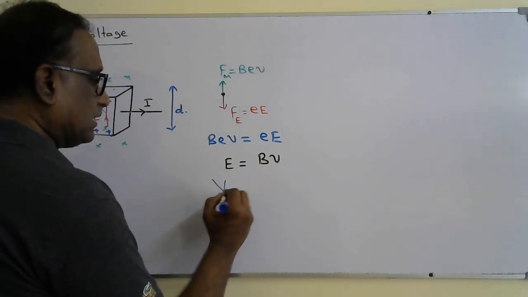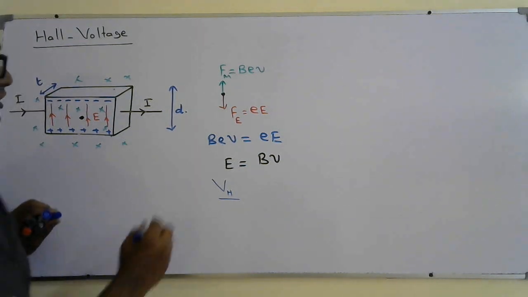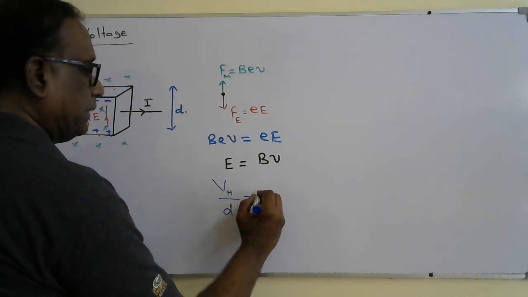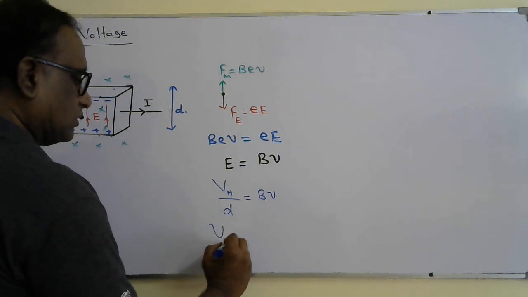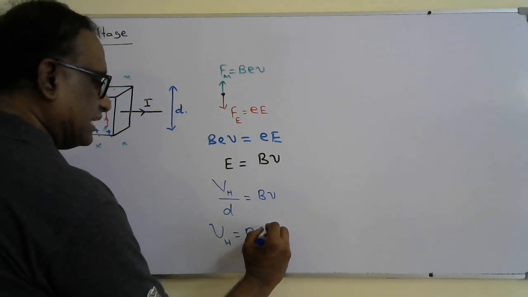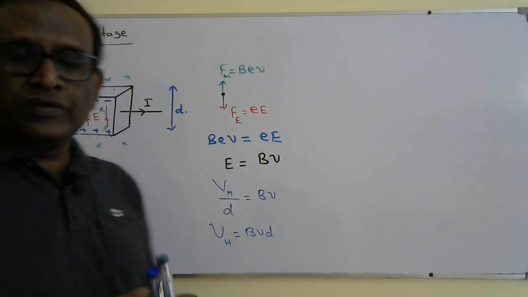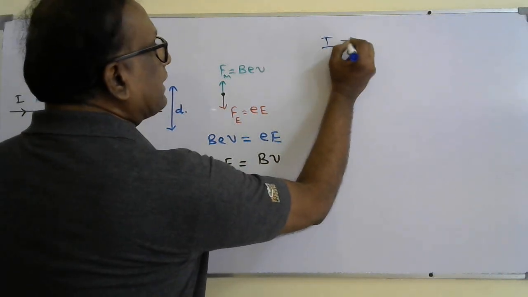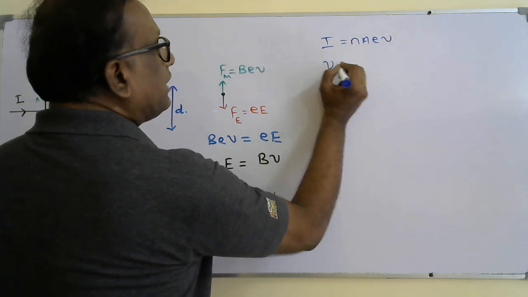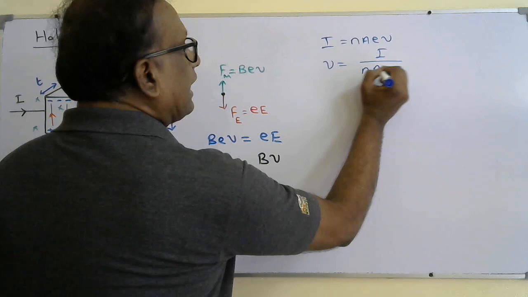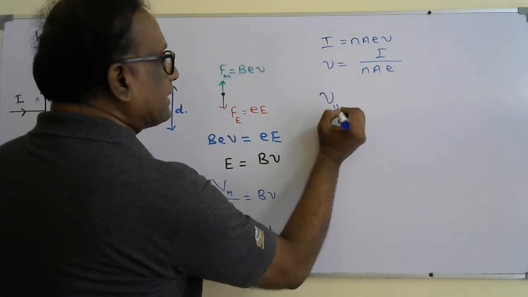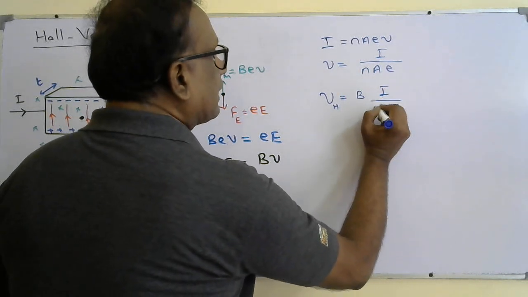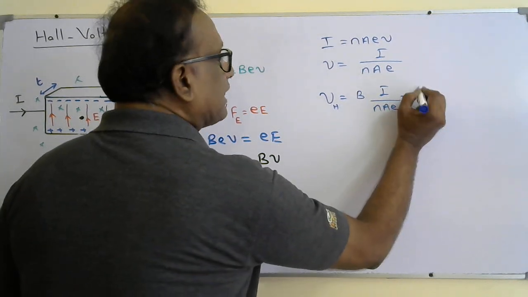So VH over D, that's the voltage developed due to separation of charges, VH over the distance between the opposite sides, D, is equal to BV. So VH is equal to BVD, where V is the drift speed of the electron. So we have to eliminate that. We know the current flow passing through the slab. So we know the transport equation I equal NAEV. So V is equal to I over NAE. Substitute there. The Hall voltage is given by VH, in which I can substitute I over NAE for V, into BD.